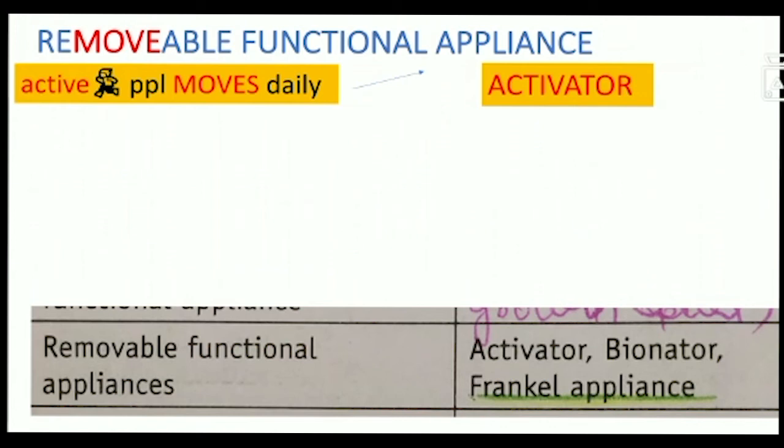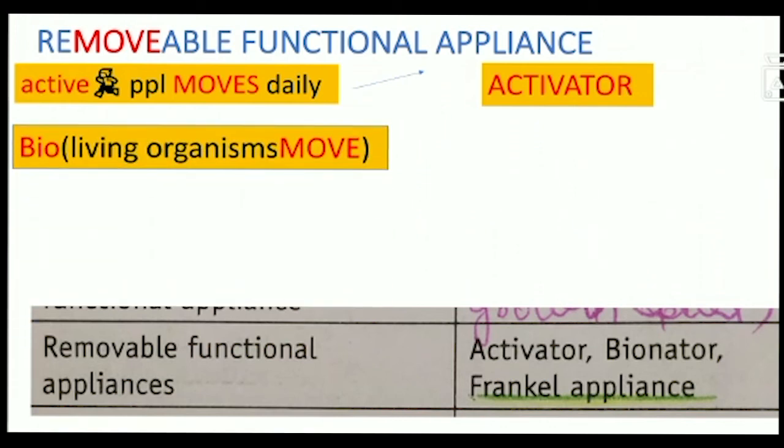In the same way, obviously bio means living organisms. Living organisms move. In our school time, how did we differentiate between living beings and non-living beings? Obviously living things move. That is how we can differentiate them from non-living things. Obviously plants also have movements. They're living things, but they move in a very small amount, like in a year they'll move 1 mm. So obviously living organisms will move. So from this you can remember bionator.